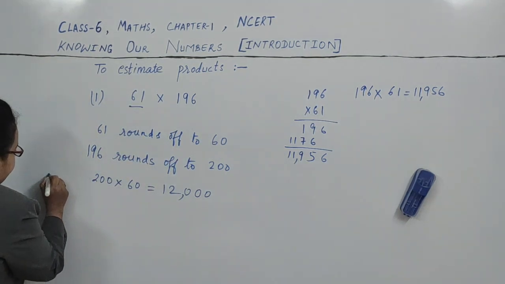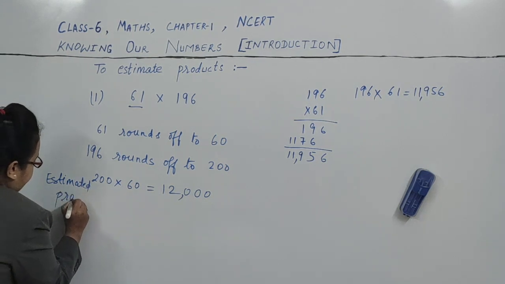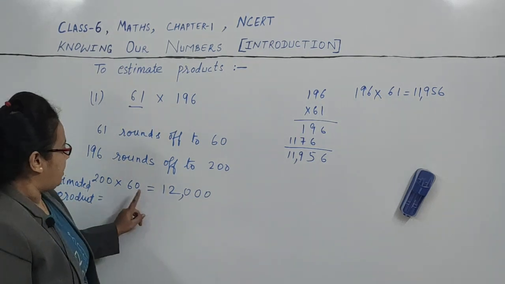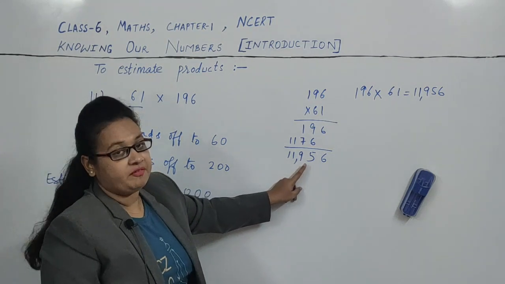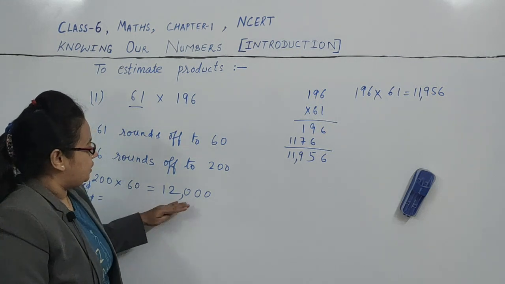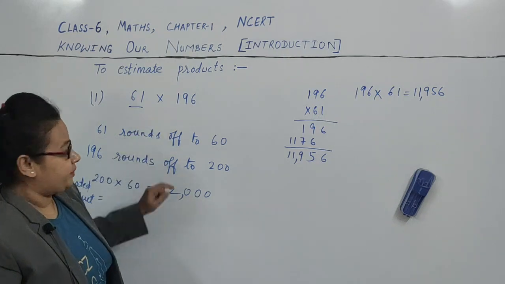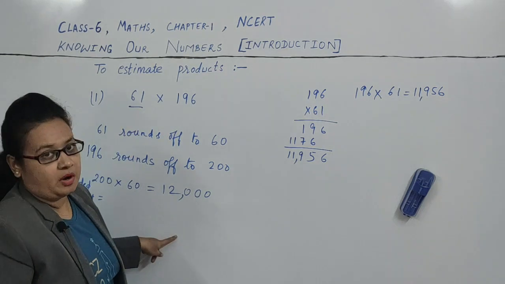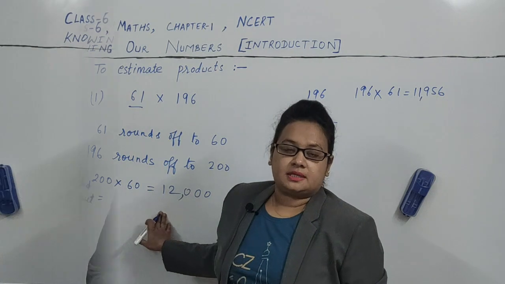This is the estimated product. So the estimated product is 12,000, and the real or actual product is 11,956, which is very close to the estimated product. So this is very meaningful, reasonable, and a good estimate of the product. So this way we do the estimation of products.